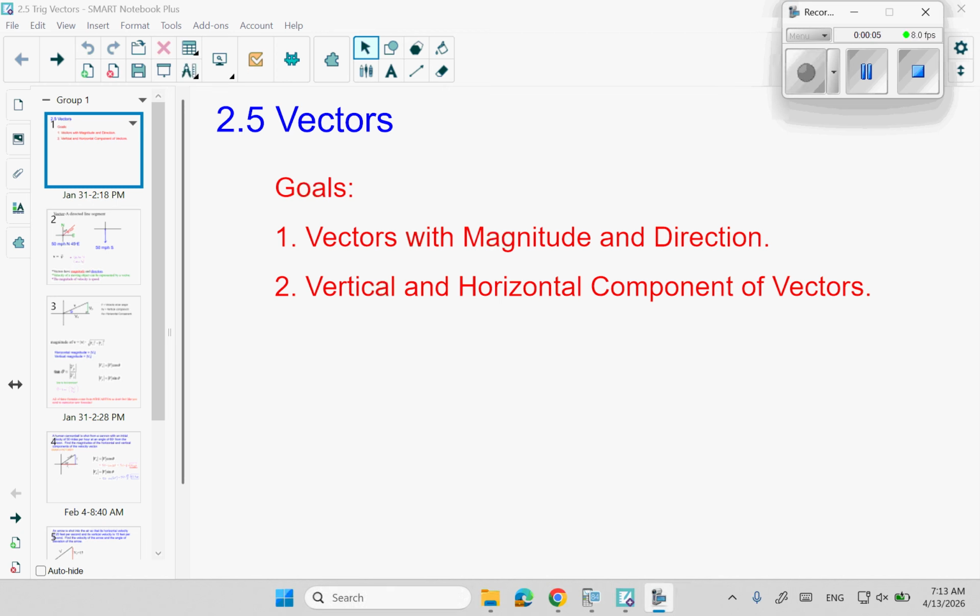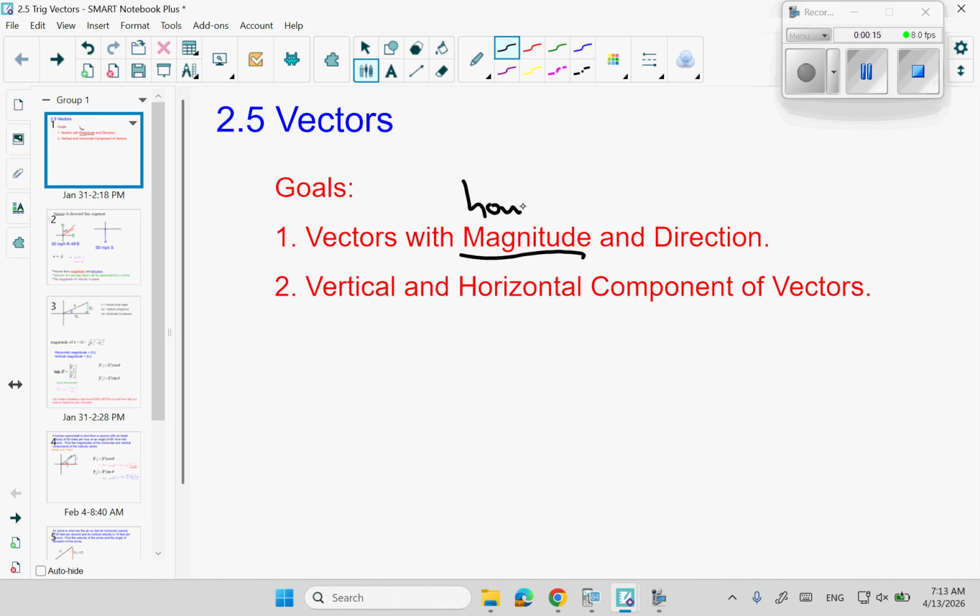So what a vector is, is an arrow that has a magnitude and direction. A magnitude being how long something is, and a direction usually represented by theta to give me some sort of angle so I know where I'm going. The nice thing is they can get a vertical component, which would be in the y direction, and a horizontal component, which would be in the x direction.